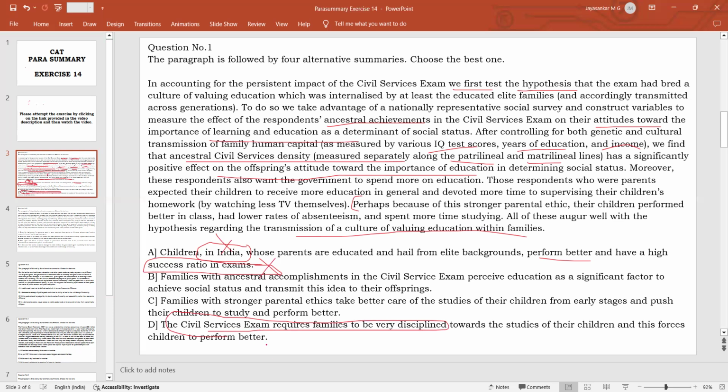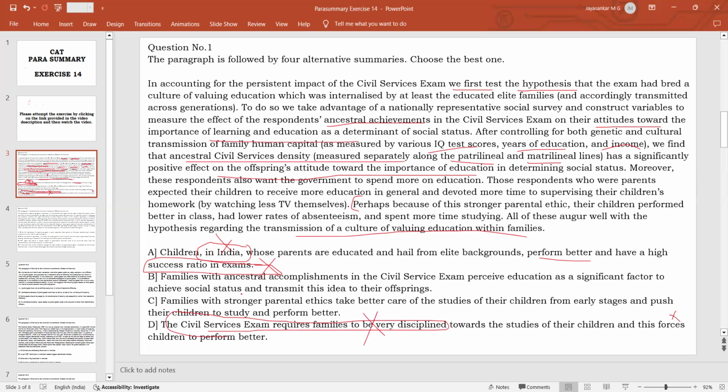And them forcing the children to perform better is also wrong. So the two problems are there. One is civil service exam requiring families to be very disciplined. We are not talking about whether it is a must for civil service exam for families to be disciplined, because we are not talking about families forcing their children to write the civil service exam. We are only saying that families motivate their children to perform well in their studies because they understand the importance of studies. That's all. So that is why this is wrong.